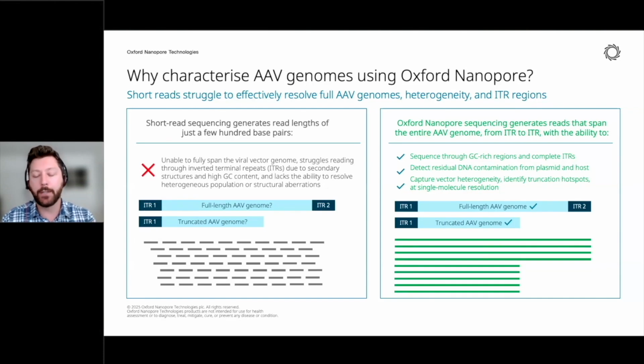This makes it difficult to distinguish between full-length genomes and partial truncated versions, let alone capture the full true diversity of the sample. On the other hand, an Oxford Nanopore-based approach produces long single-molecule reads that span the entire AAV genome from ITR to ITR. That means that you have the ability to gain insight into several of those critical attributes all at once, including sequencing through those GC-rich ITRs, capturing complete genomes, the ability to detect residual plasmid or host DNA contamination, as well as resolve vector heterogeneity in your sample with that single molecule resolution.